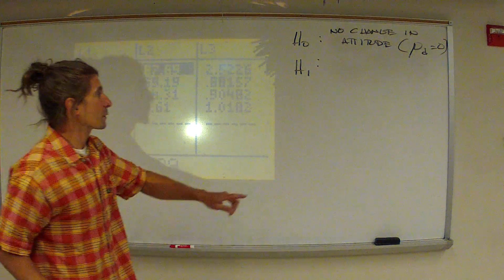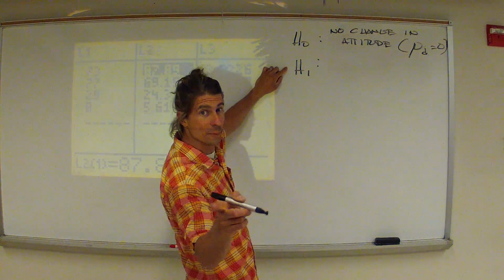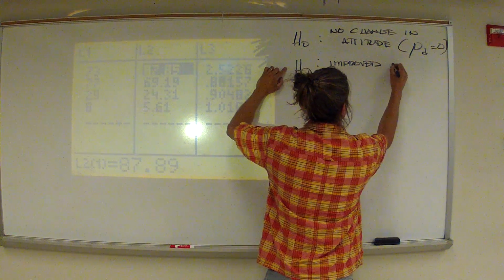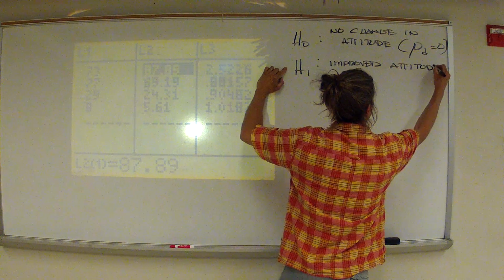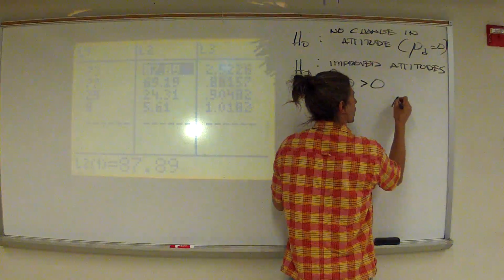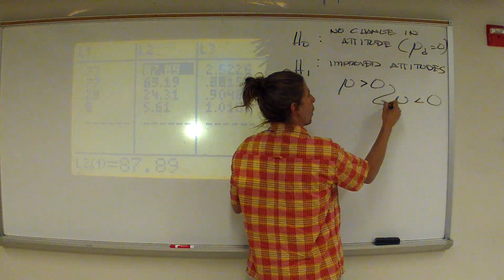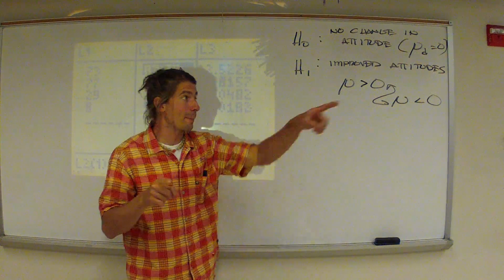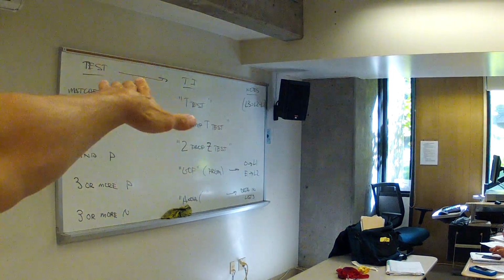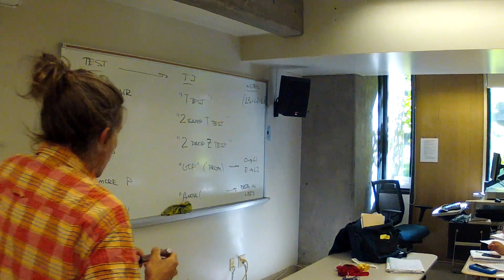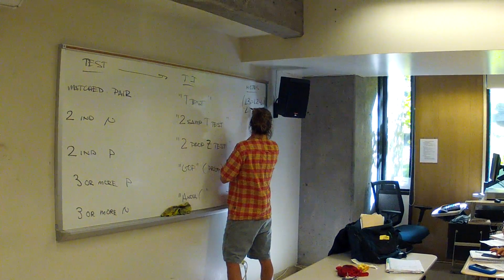Now here's the catch. H1 is that there is improvement, right? There's improved attitudes. The kick is some of you are going to do mu greater than 0 and some of you are going to do mu less than 0. And it doesn't matter as long as you know how you subtracted your data. I put a little note on the sideboard about the t-test matched pair. You have to put your data in L1 and L2 and subtract it in L3. I put L3 equals L2 minus L1. You can also do L1 minus L2.